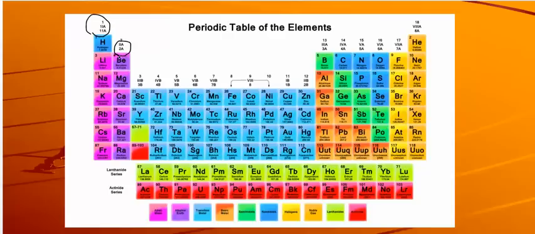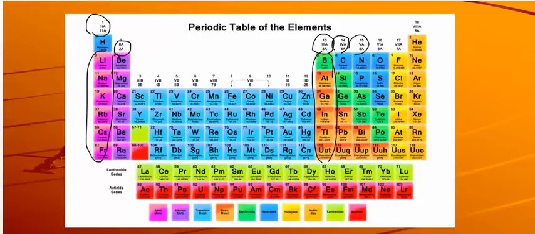Here's 2A. 3A is all the way over here, 4A, 5A. And we're talking about the columns. So everything in 1A, we're talking about this column right here. 3A, we're talking about this entire column right there. And so forth all the way over to 8A.